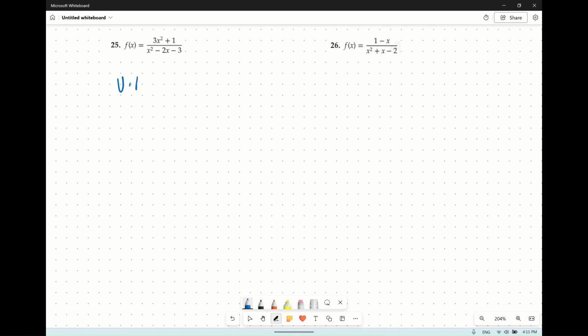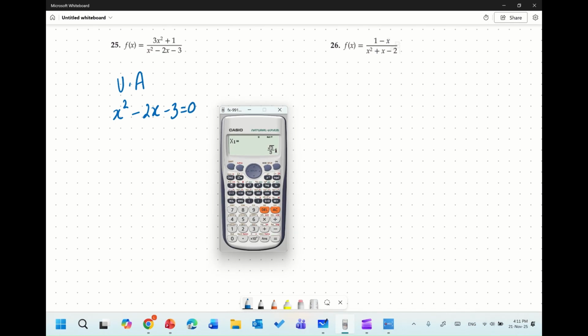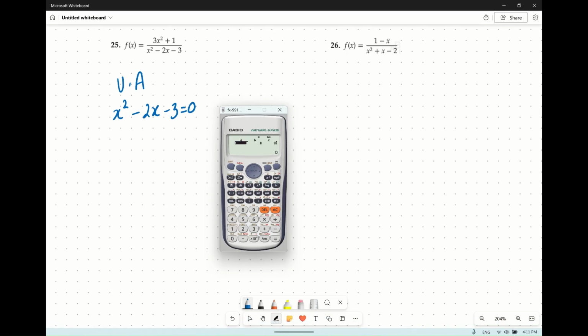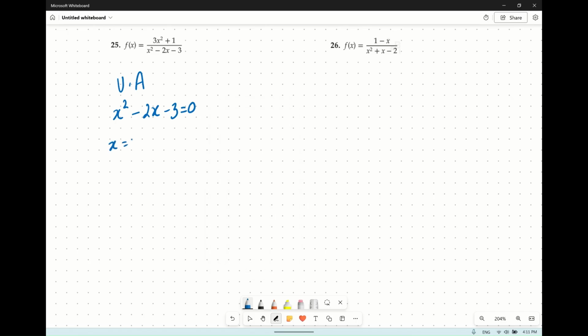If this cannot be factored, then nothing will cancel up and down. So directly I will say vertical asymptote, and I will solve the denominator equal to 0. Okay, how do we solve this equal to 0? Again, we factor. So mode 5, 3, 1, negative 2, negative 3. What do we get? 3 and minus 1. So x equals 3 and x equals minus 1 is where we have vertical asymptotes.